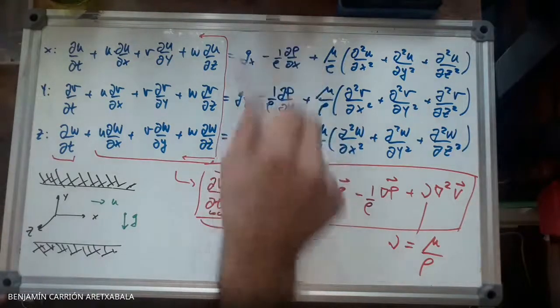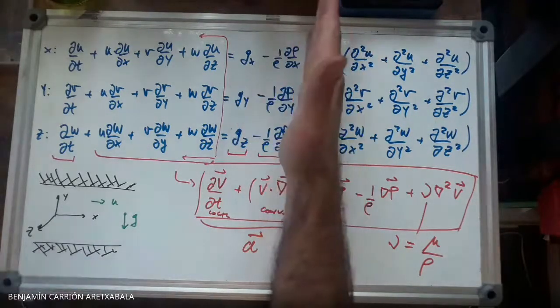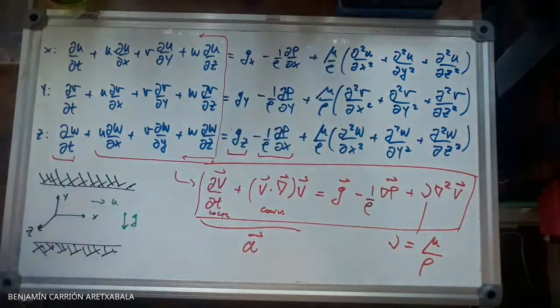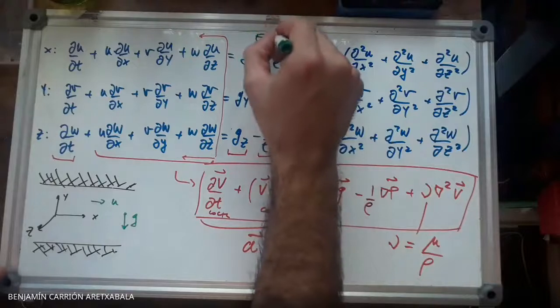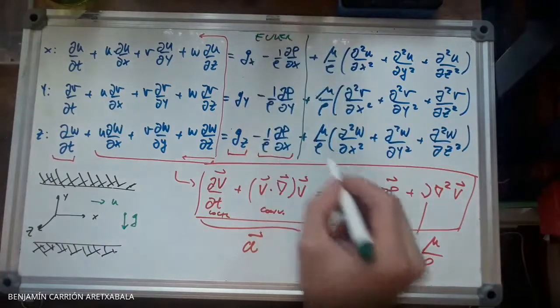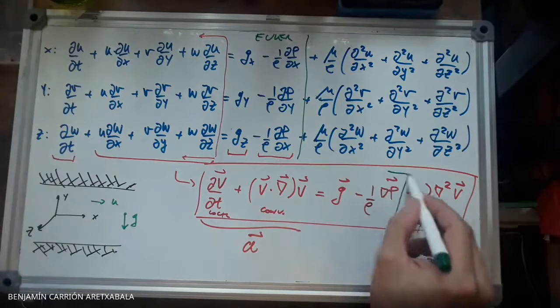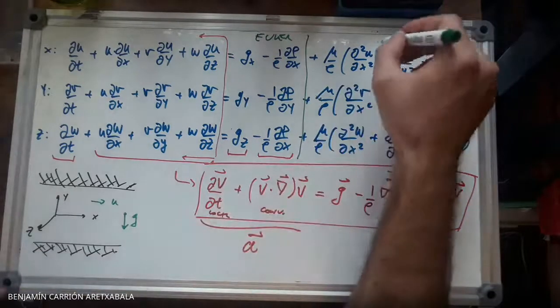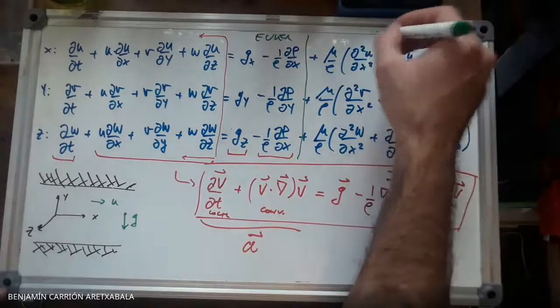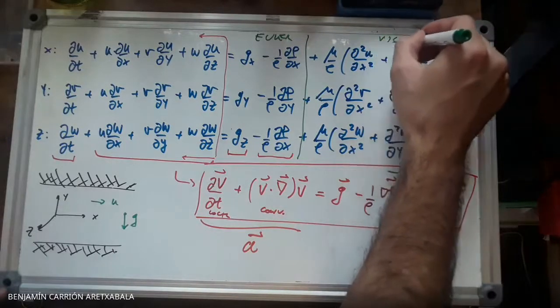So these terms, up until here, are the Euler equations, which in vectorial form is up until here. Realize that all of these terms are nothing more than acceleration, right? And now the new terms that we're adding are these viscosity terms.